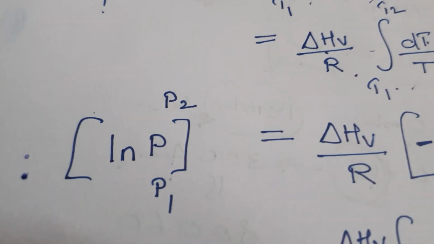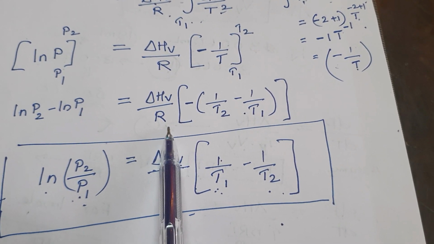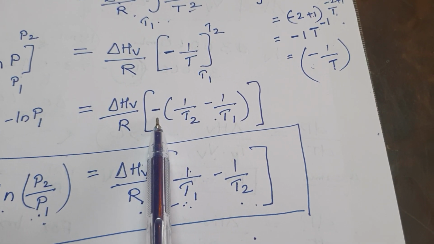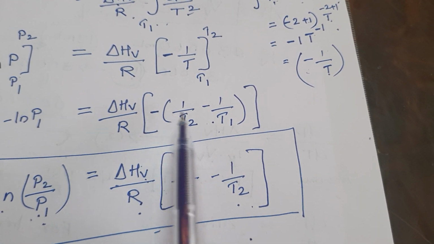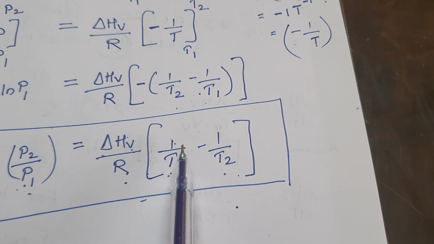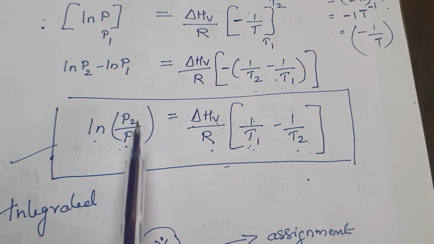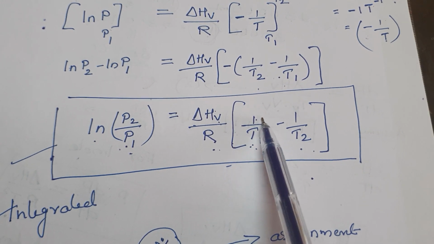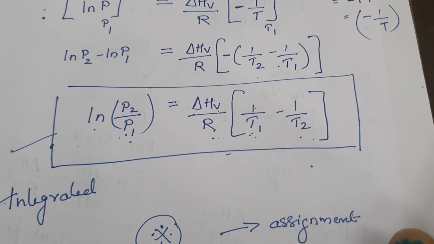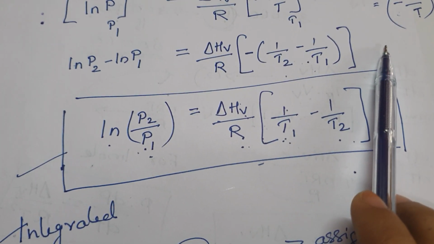So applying the limits, we will have ln P2 divided by P1 is equal to delta H_V by R, in square brackets, minus (1 by T2 minus 1 by T1). We can take this minus sign inside, so it becomes 1 by T1 minus 1 by T2. So ln P2 divided by P1 is equal to delta H_V by R into (1 by T1 minus 1 by T2). This is the integrated form of the Clausius-Clapeyron equation.